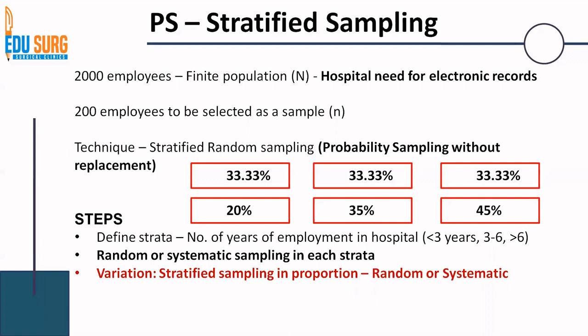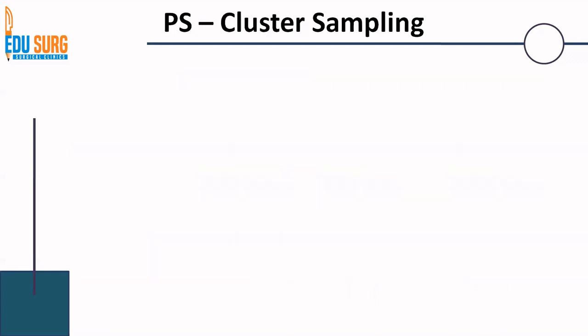Again, this is random, or you can do a systematic random sampling as we have seen previously. So both the previous methods are used within strata, but dividing the strata and whether to use it in proportion or not is the main question.